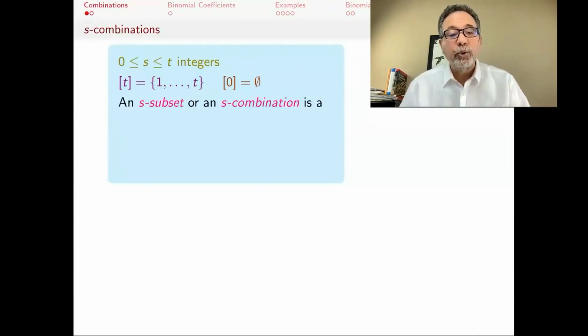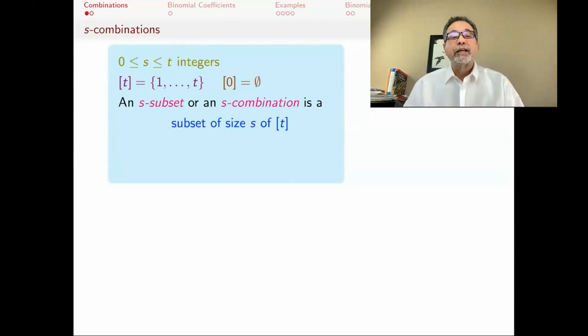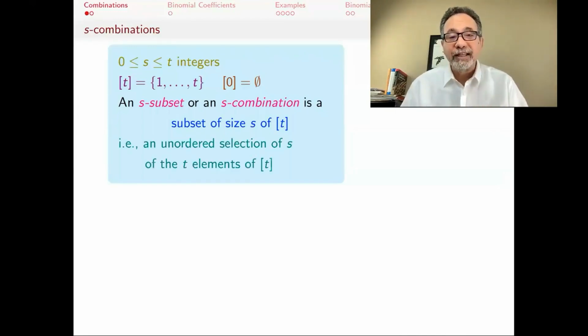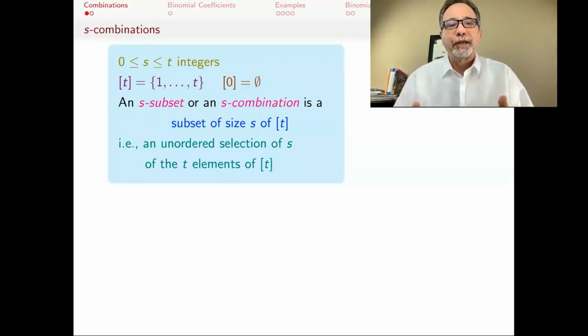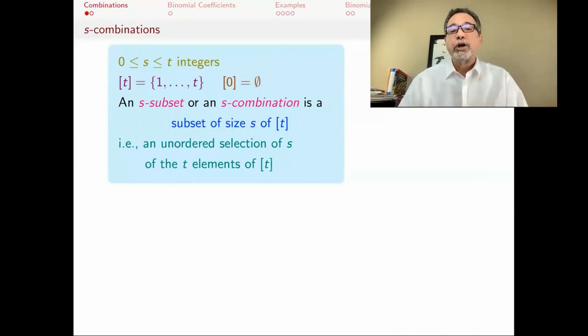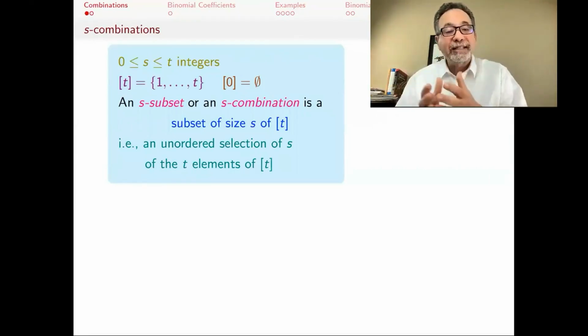An S subset or an S combination is just a subset of size S of bracket T. You have T elements. What are the subsets of size S of them? Those are called an S combination, an S subset. You're selecting S of the T elements of bracket T, and it's an unordered selection. So it doesn't matter what order you pick them, you're picking S of them. That's all that matters. One way to think about that is that you have a room full of T people, and you want to make a committee of size S.